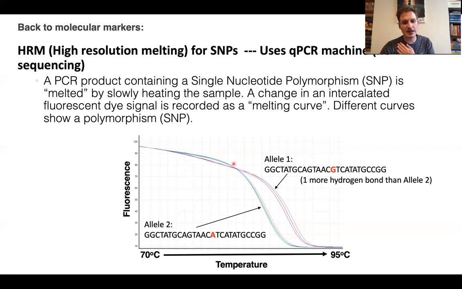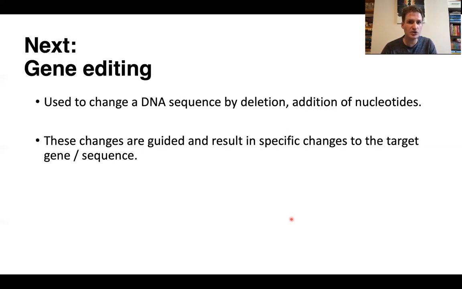But here, this sample has 1 extra hydrogen bond. So the DNA double helix doesn't separate as quickly at that temperature. So by looking at these, what they call melt curves, we can identify polymorphisms. And this is a really cheap way of looking at SNPs. But again, it involves knowing what SNPs to look at, not identifying new ones.